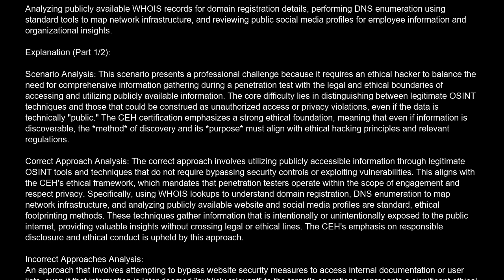These techniques gather information that is intentionally or unintentionally exposed to the public internet, providing valuable insights without crossing legal or ethical lines. The CEH's emphasis on responsible disclosure and ethical conduct is upheld by this approach. Incorrect approaches analysis. An approach that involves attempting to bypass website security measures to access internal documentation or user lists, even if that information is later deemed publicly relevant to the target's operations, represents a significant ethical and regulatory failure.